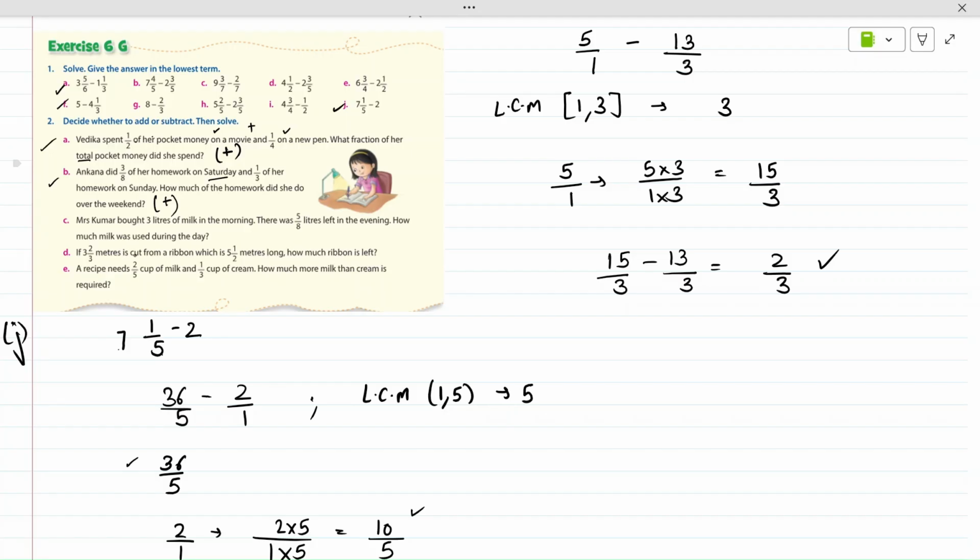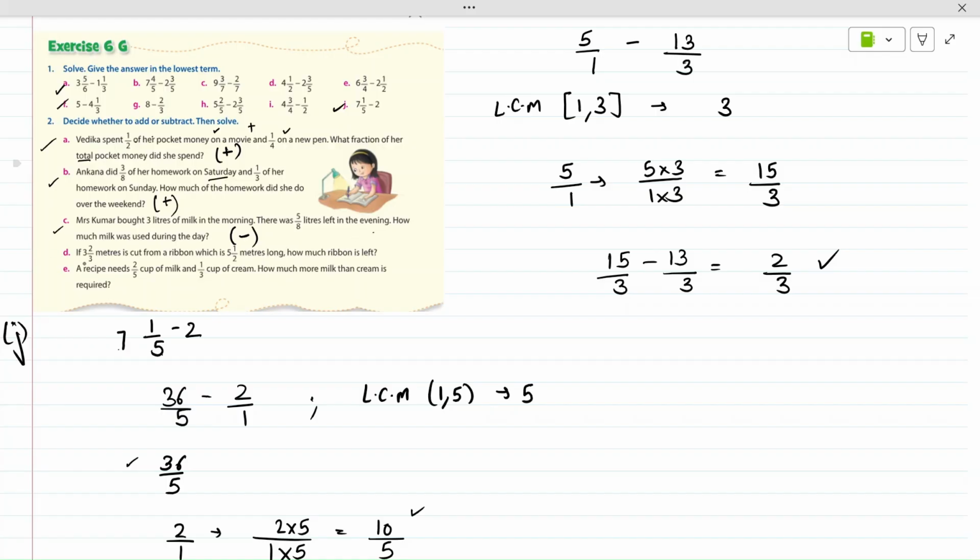Next one is Mrs. Kumar bought 3 liters of milk in the morning. There was 5 by 8 liters of milk left in the evening. How much milk was used during the day? So this is a simple case of subtraction, right? From the given milk, 3 liters, we have to subtract the milk which was left, so that we will get how much milk was used in the day.